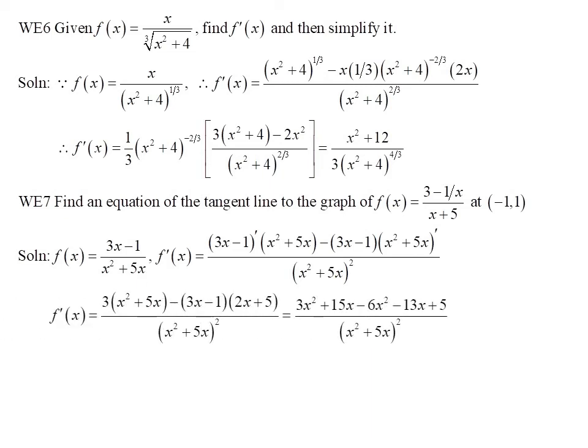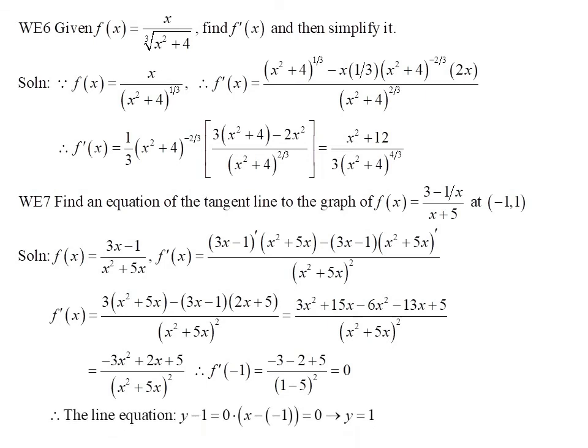After working out the derivatives, expanding the brackets, and combining the like terms, f prime of x is simplified to (-3x squared plus 2x plus 5) over (x squared plus 5x) squared. Accordingly, we calculate f prime of -1, which equals 0. Hence, the equation of the tangent line is y equals 1.